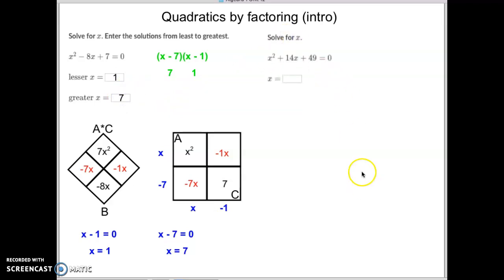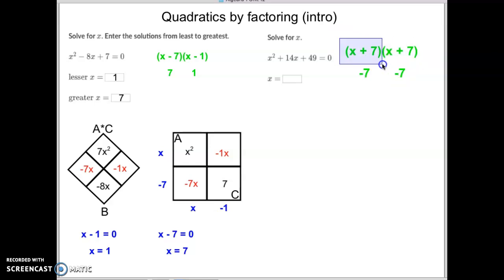Okay, so this one, see, I can click down here, and there is no diamonds and rectangles this time. It's what are two numbers that multiply to positive 49 and add up to positive 14? Well, you're probably going, well, wouldn't that just be 7 and 7? Yeah, you're correct. So x plus 7 and x plus 7.